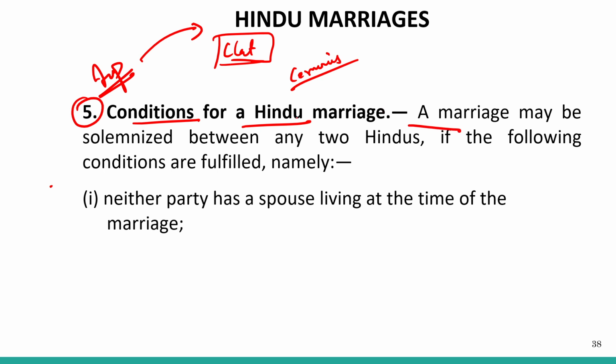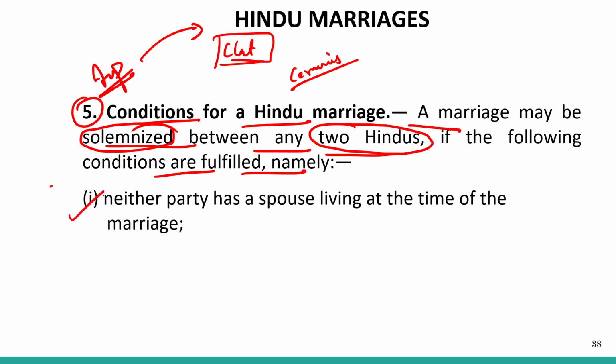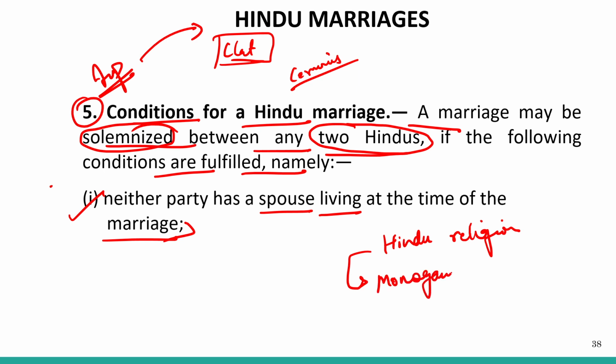It says that a marriage may be solemnized between any two Hindus if the following conditions are fulfilled. So first and foremost, what is the need between two Hindus and how will it be solemnized? The first condition is that neither party has a spouse living at the time of the marriage. Since in Hindu religion we only allow monogamy, it means that the spouse can be either husband or wife.